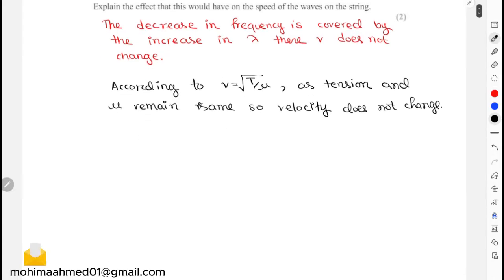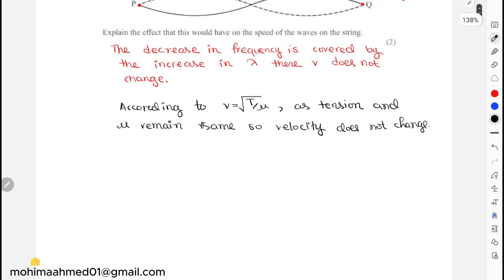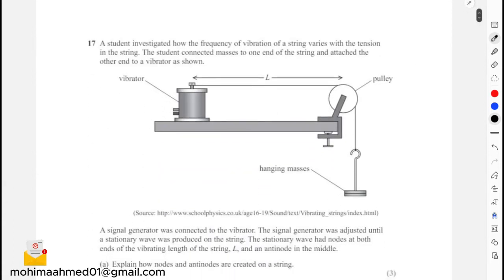So velocity does not change. Okay, this is the final answer. We will now move on to part 17.